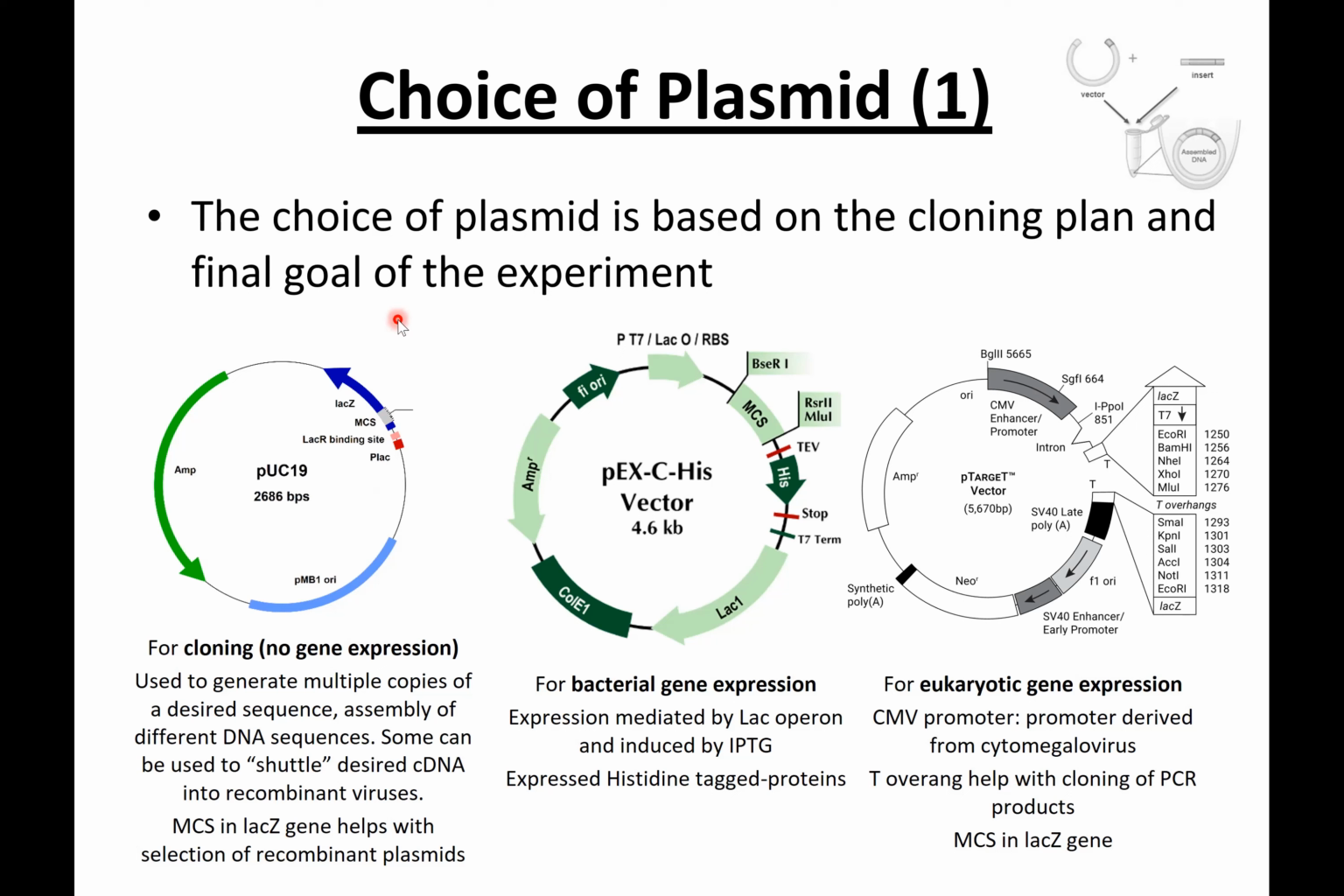The way you choose a plasmid ultimately depends on a few things. It depends on how you're planning to clone your molecule. If you're using restriction enzymes, you'll be limited by the restriction enzymes found in the multiple cloning site. And ultimately, do you want to express a protein, or do you just want to clone or subclone it into a plasmid? You don't need to express it.